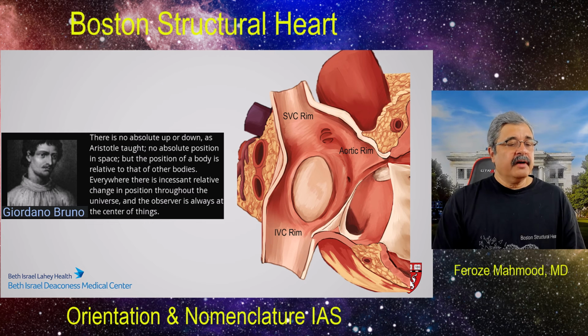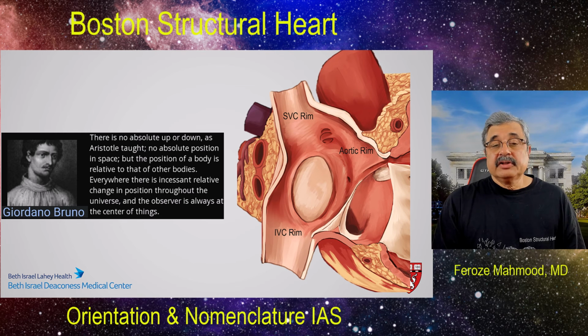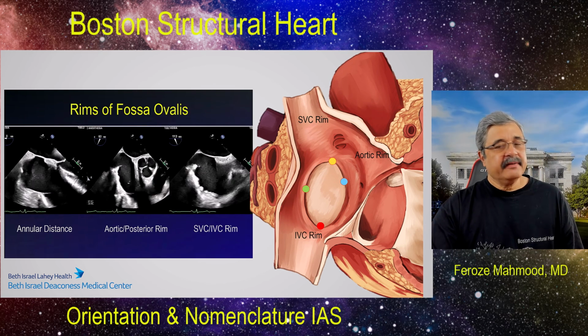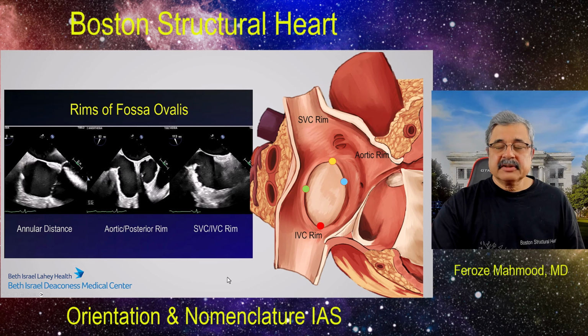So to finish it off, in the words of Giordano Bruno, there's no absolute up or down, as Aristotle taught. No absolute position in space, but the position of a body is relative to that of other bodies. Everywhere there's incessant relative change in position throughout the universe, and the observer is always at the center of things.